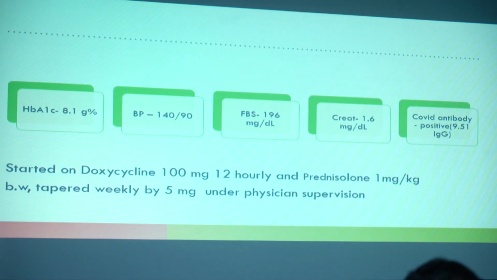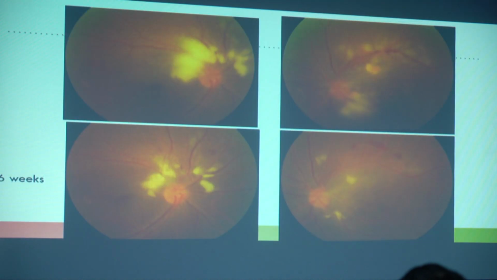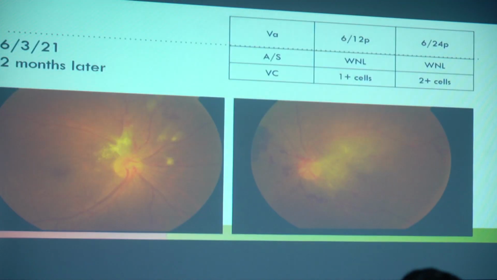She was started on doxycycline 100 mg 12 hourly and prednisolone 1 mg per kg with tapering doses under patient supervision. She was gradually improving. The right eye improved to 6/12, but the vision was not very well affected. And this was 6 weeks later. She is still improving, but now she is developing some vitreous hemorrhage in the other eye. And again, there was some kind of fibrovascular proliferation going on in the left eye 2 months later.